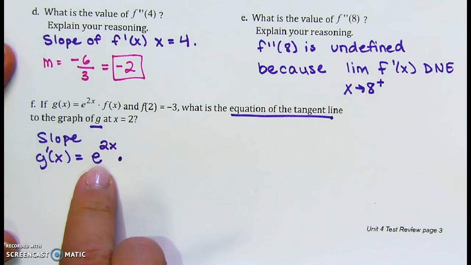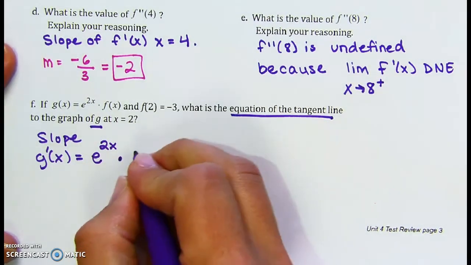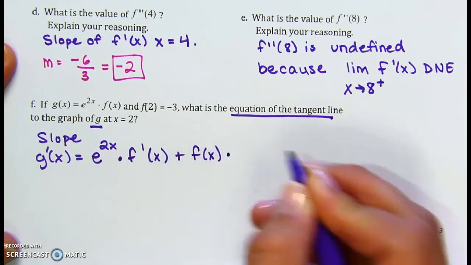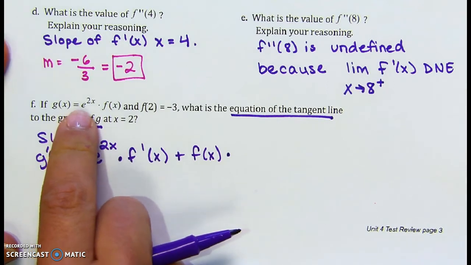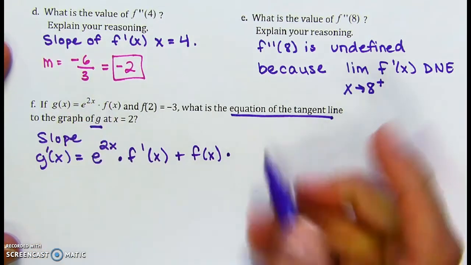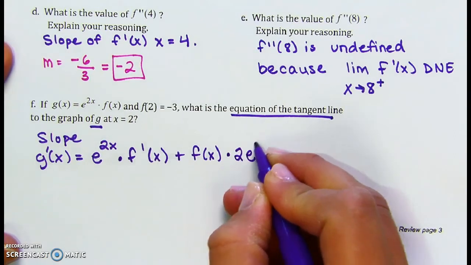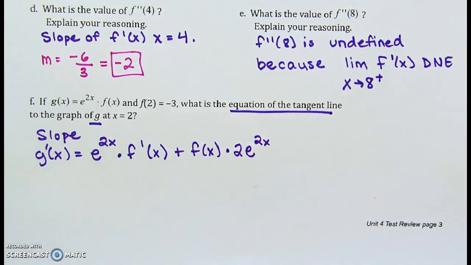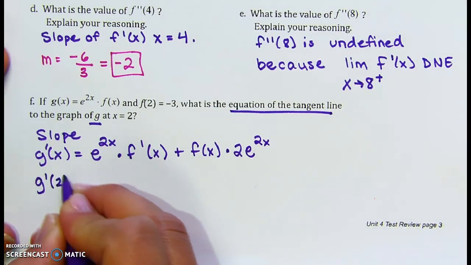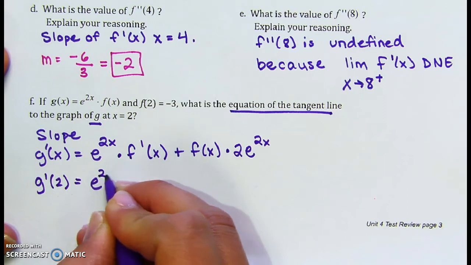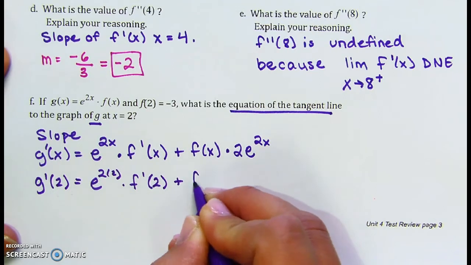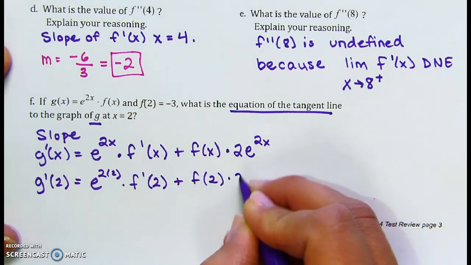So we could say the first times the derivative of the second, f prime, plus the second times the derivative of the first. So what's the derivative of e to the 2x, or e to the u? e to the 2x times 2, or 2e to the 2x is how we write it. And what x value are we plugging in? 2. Here we go. g prime of 2, everywhere you see an x, you plug in 2.